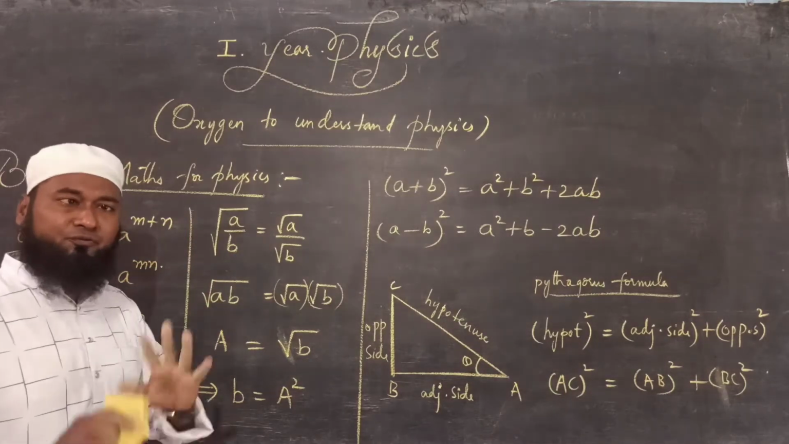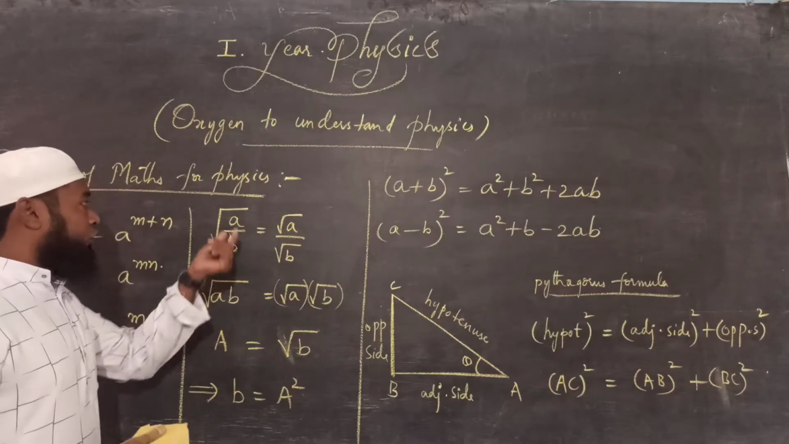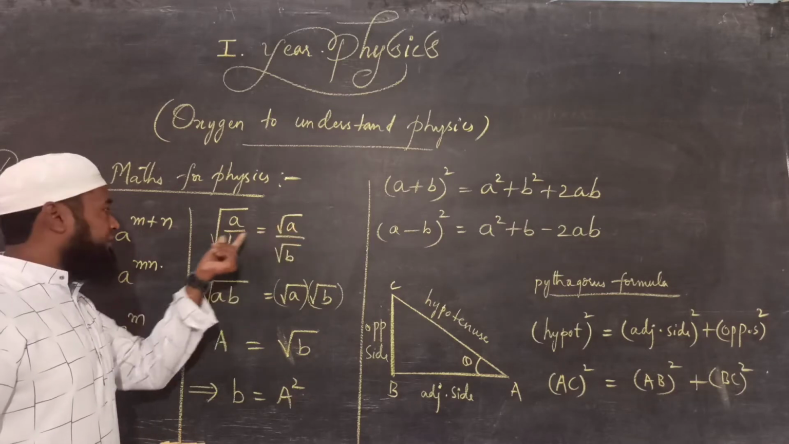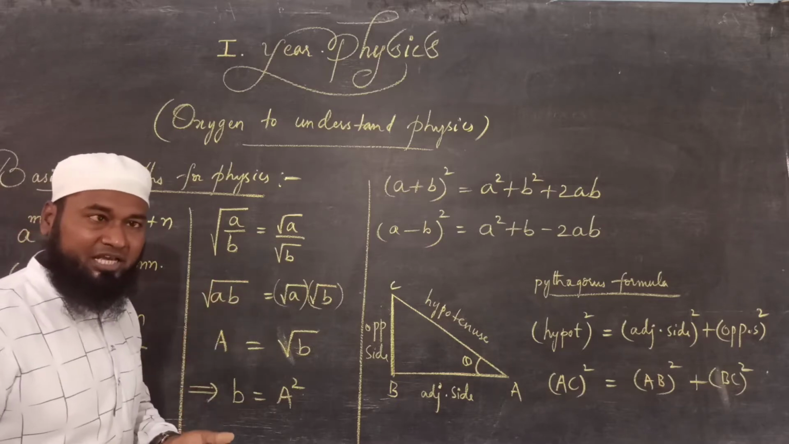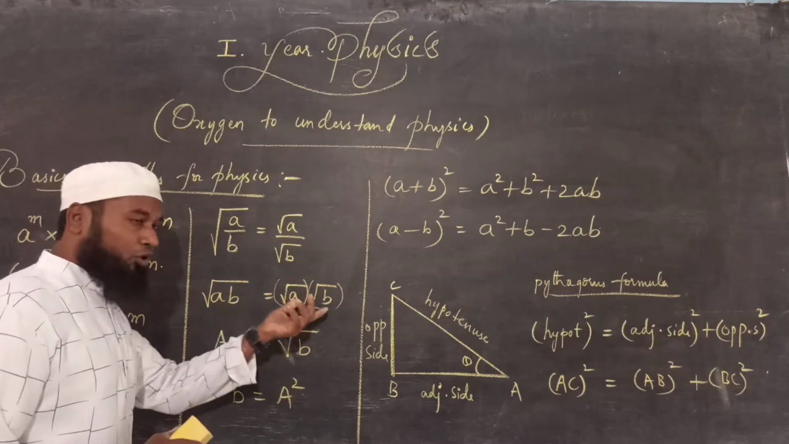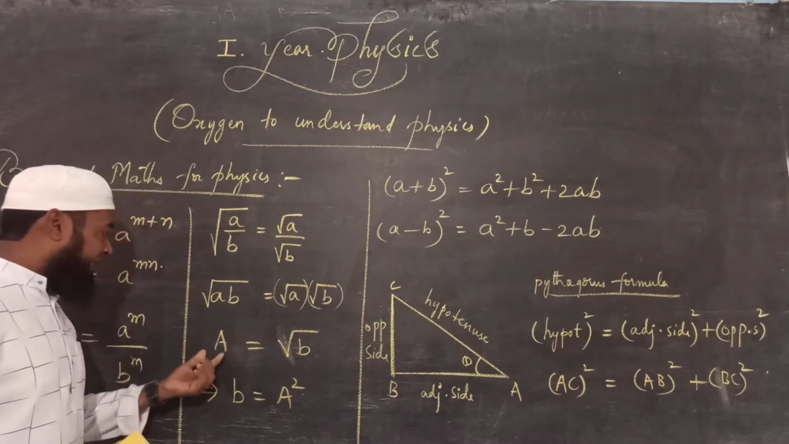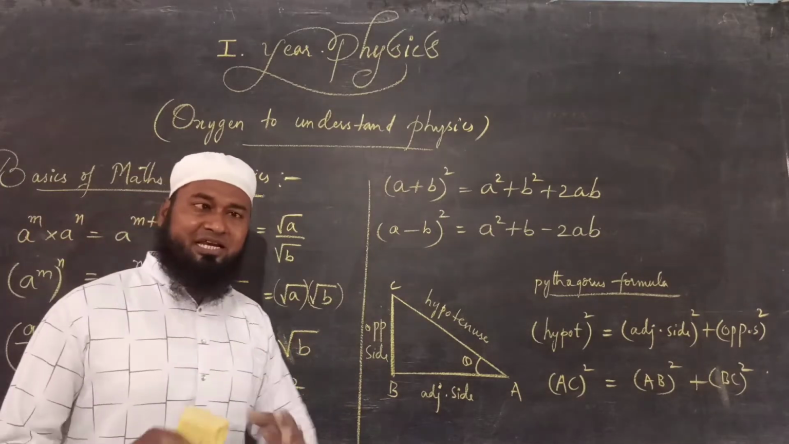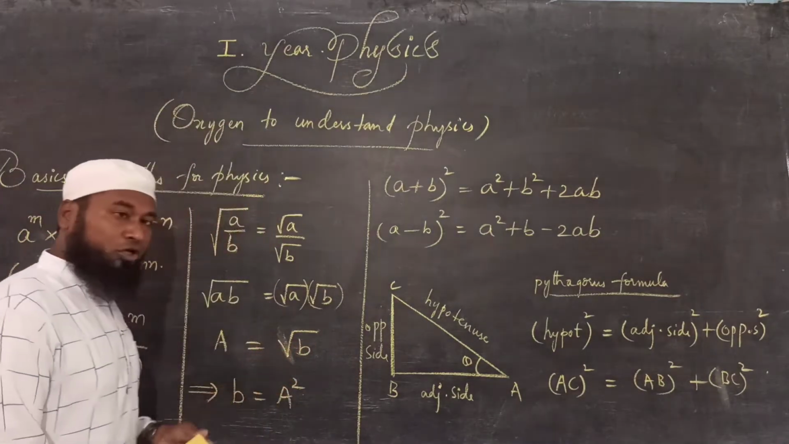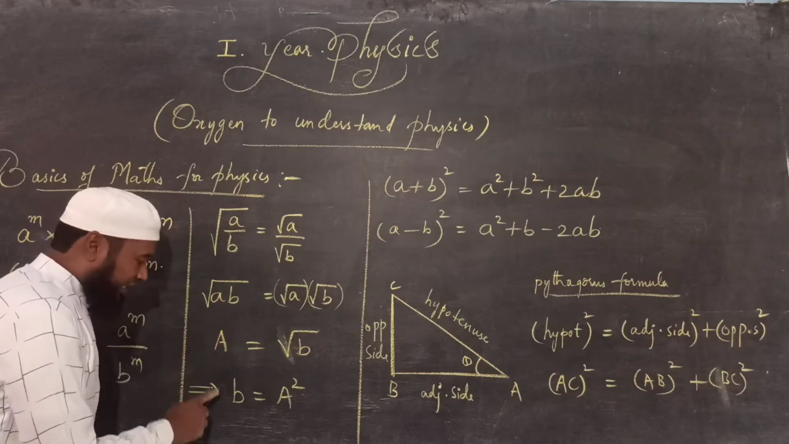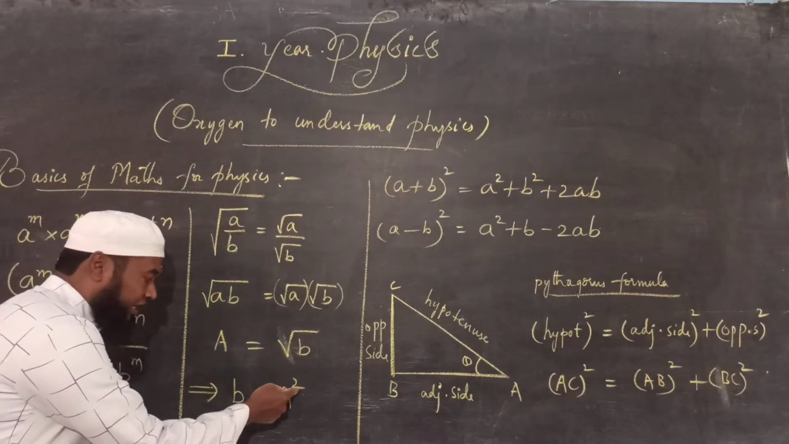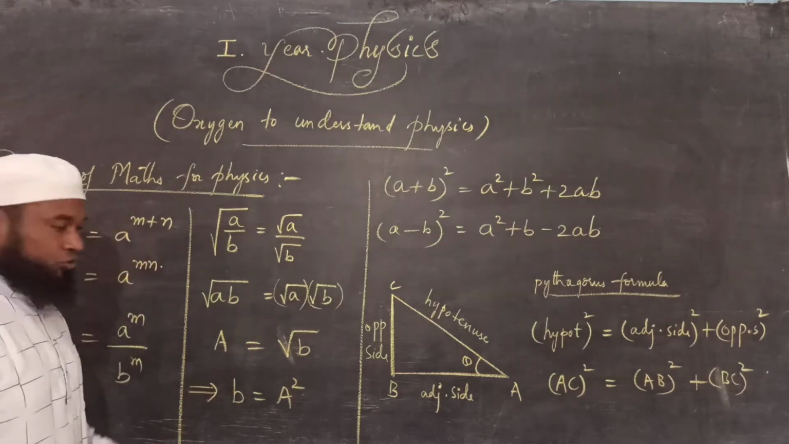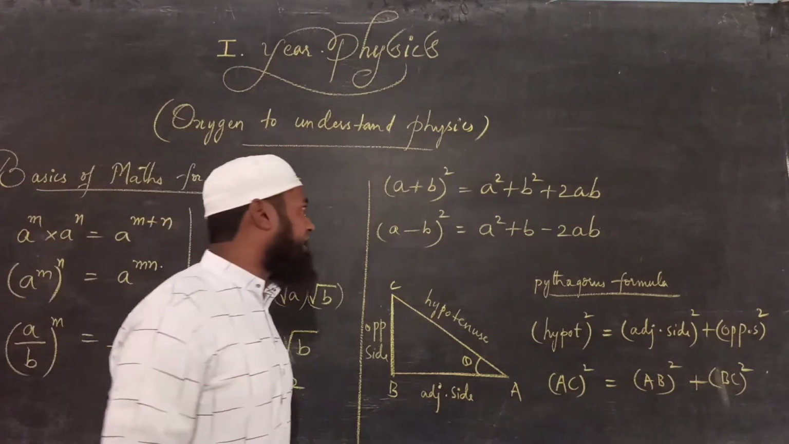Under root A by B form is there in any derivative part. So this root can be given to numerator, this root can be given to denominator: root A by root B. Under root AB is there, we can divide this root for both A and B: root A into root B. If A is equal to under root B, any equation of this form, if you shift this root this side, then B will be equal to A square and vice versa. If you shift this square to this side, it will become root. So this formula will be used many times in derivative part.